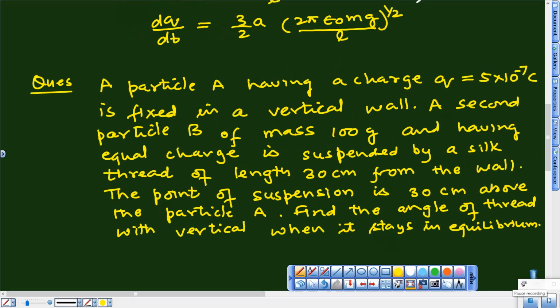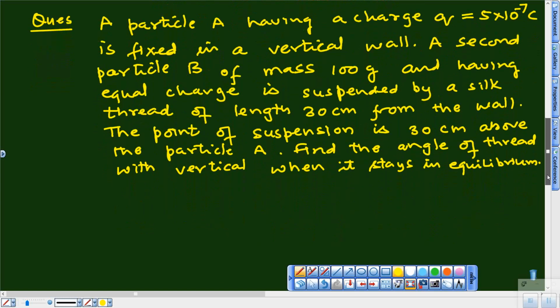Well, this is the next question. A particle A having a charge Q, which is equal to 5 into 10 power minus 7 coulomb, is fixed on a vertical wall. The second particle B of mass 100 gram and having equal charge is suspended by a silk thread of length 30 centimeter from the wall. The point of suspension is 30 centimeter above the particle A. Find the angle of the thread with the vertical when it stays in equilibrium. So again, this would be based upon force balance.